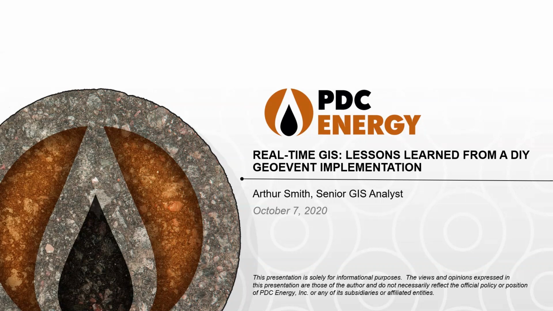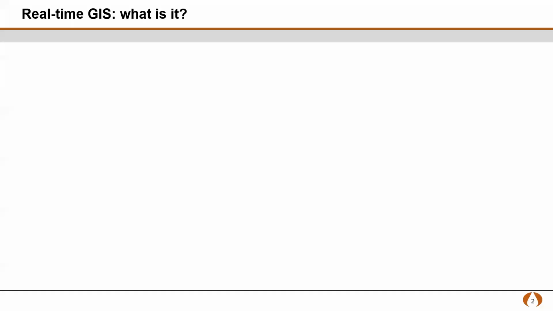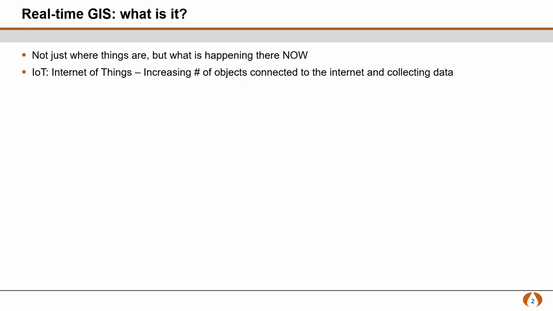My talk is going to be on real-time GIS, lessons learned from a DIY GeoEvent implementation. So to start off, real-time GIS, what is it? To me, it's not just where things are, but what is happening there now. And where do we get the data to see what is happening there now? We can get it from the Internet of Things, one of our favorite buzzwords in the tech world right now. There's just an increasing number of objects that are connected to the internet and collecting data. And a lot of this data is spatial.